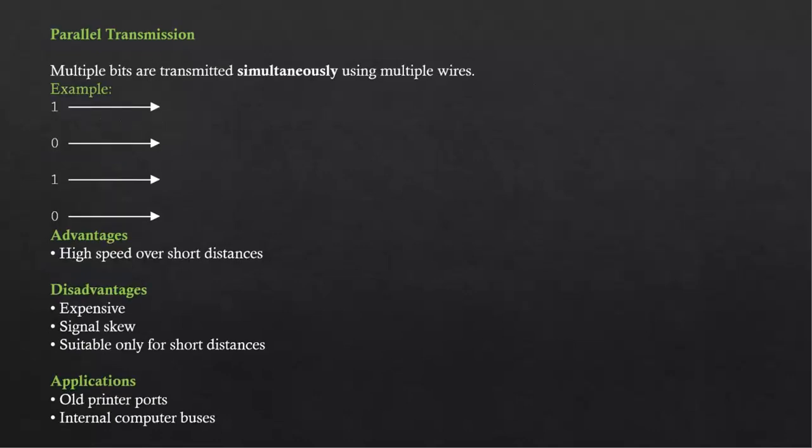In parallel transmission, multiple bits are transmitted simultaneously using multiple communication lines, as shown in the picture. So, instead of sending one bit at a time, several bits can travel together. The advantage is that it's higher speed, particularly for shorter distances. However, on the downside, it requires more wires and can suffer from signal skewing, where different bits may arrive at slightly different times. Typical applications include old printer ports, internal computer buses.